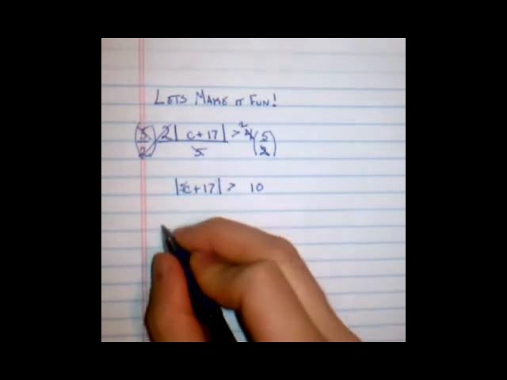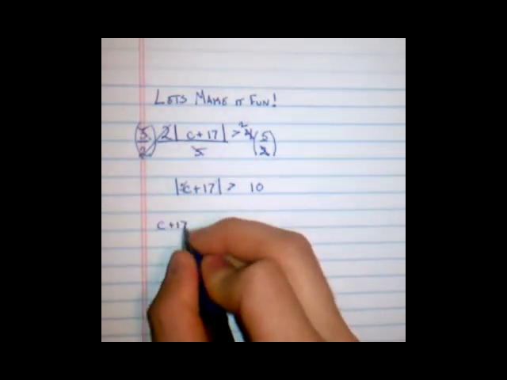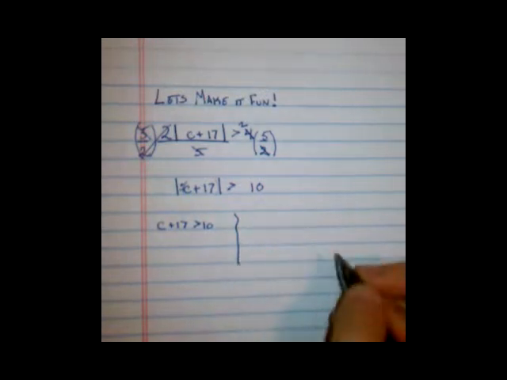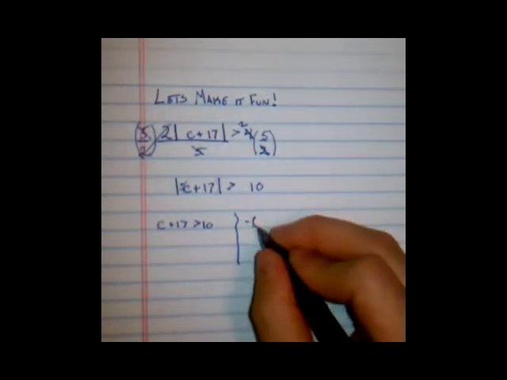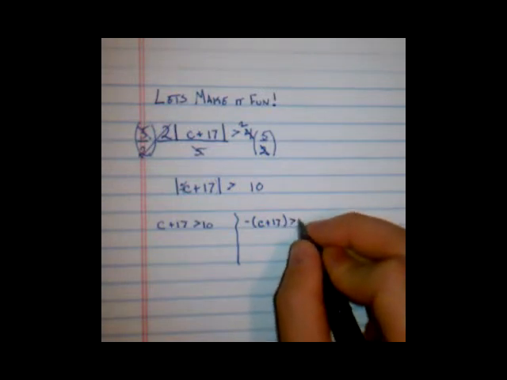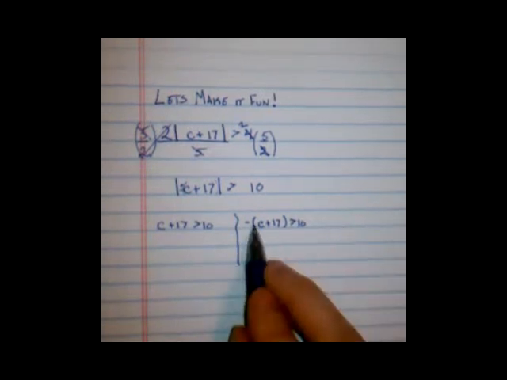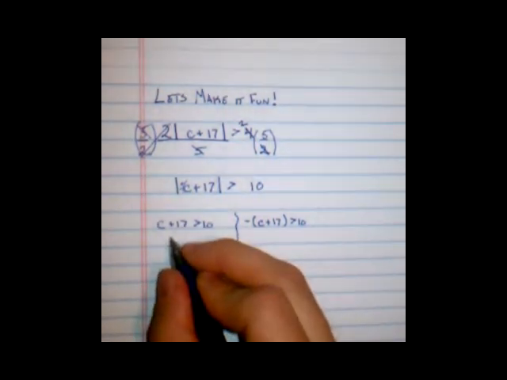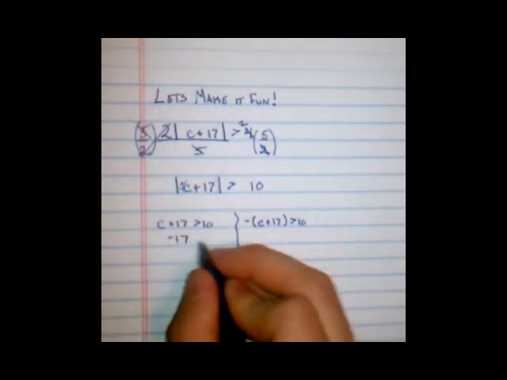Separate it as such. C plus 17 is greater than 10 for our positive side, or negative quantity c plus 17 is still greater than 10 for our negative side. 2 pieces we could have plugged in. This is a one-step solving process. Go ahead and subtract 17 from both sides.